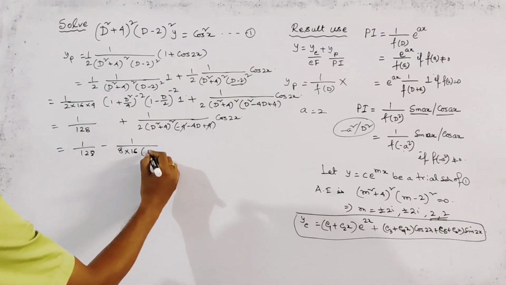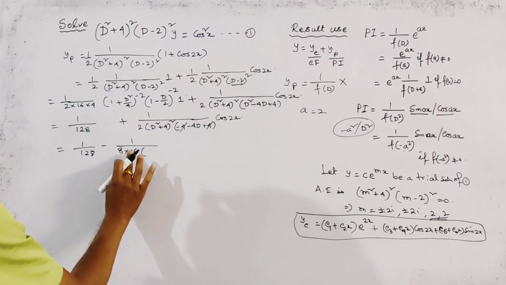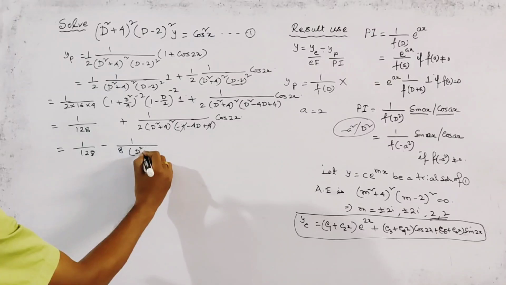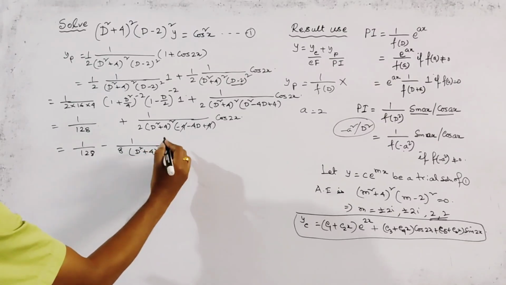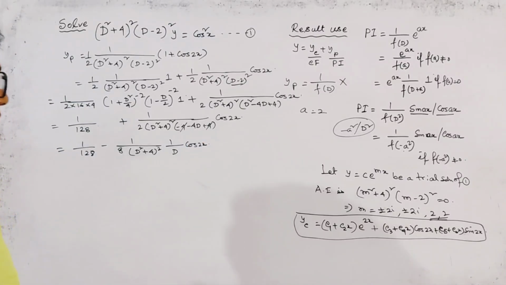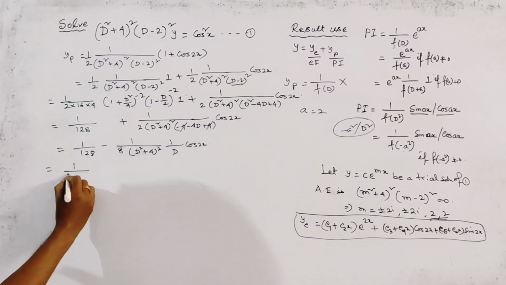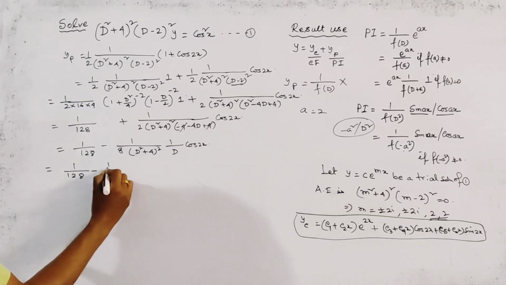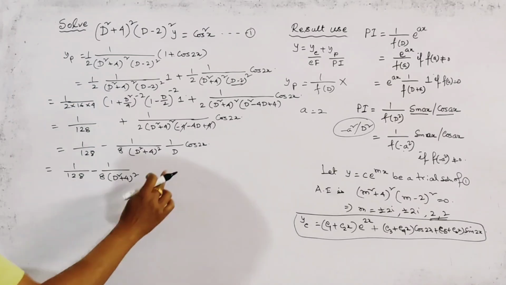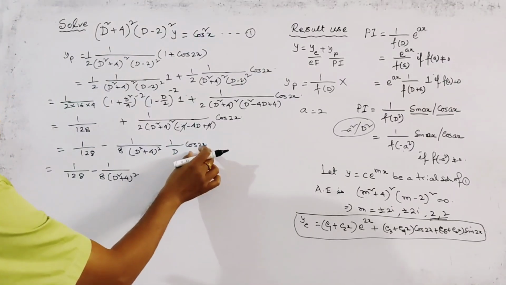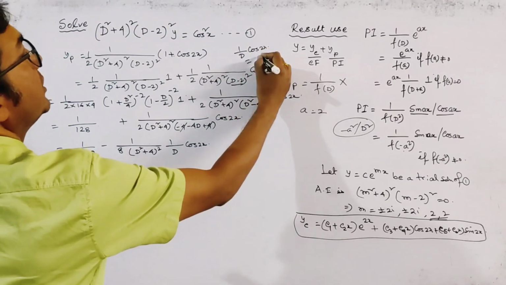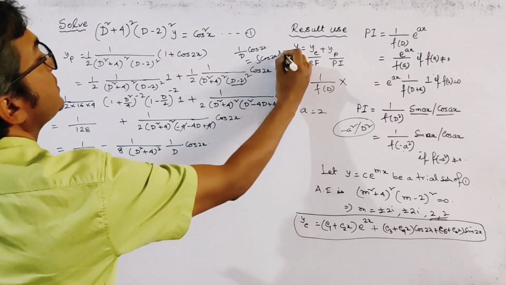Okay, and this term is, sorry, we cannot take common any one from here, we write this as the remains same as the above line, and we get the result as this. Okay, now we get 1 by 128 minus 1 by 8 into d square plus 4 whole square, 1 by d into cos 2x, and this is given by 1 by d into cos 2x.